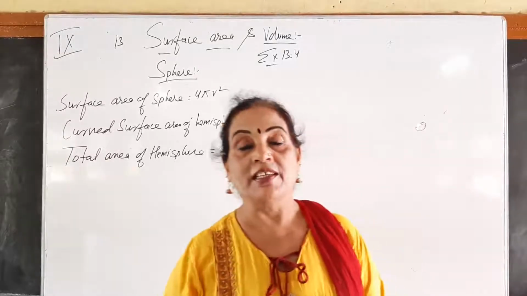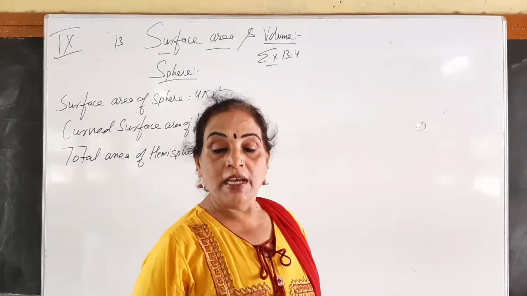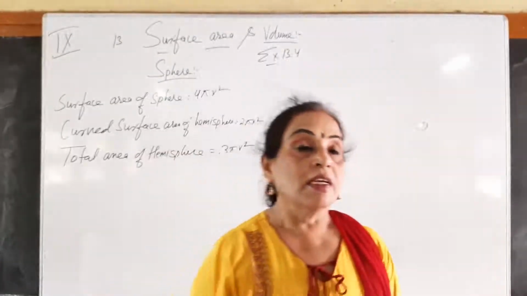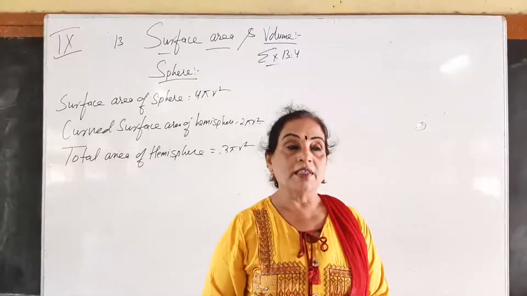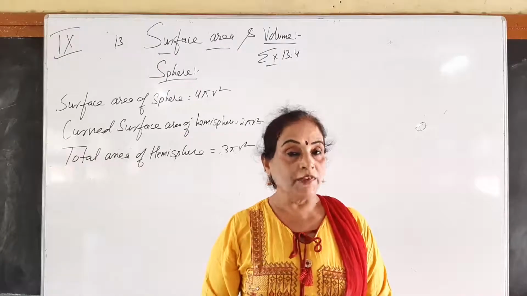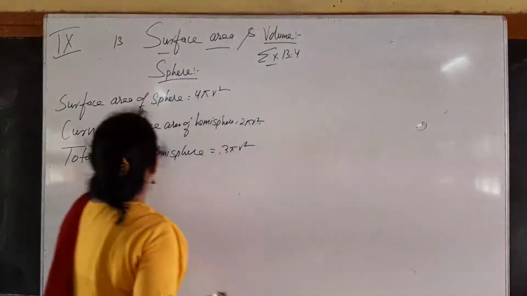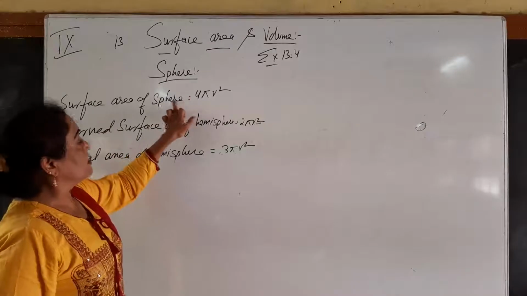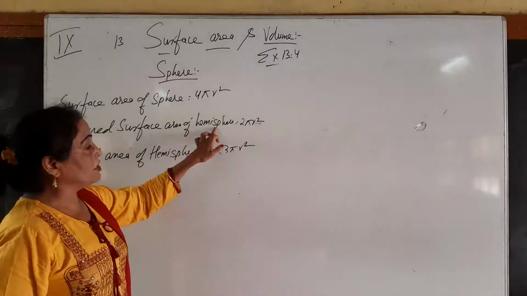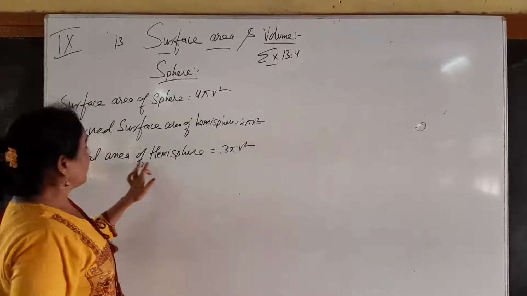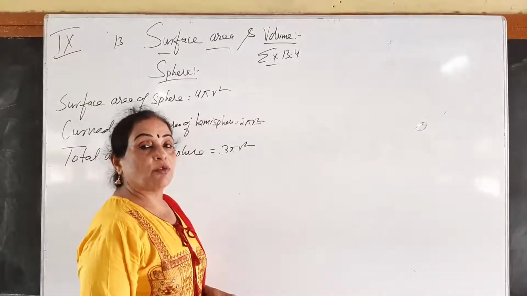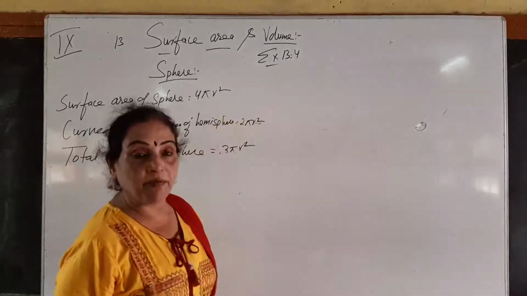Students, as we have started the chapter Surface Area and Volume, in that we have done cuboid, cube, cylinder, cone. Now today we will discuss the sphere and hemisphere. Here, surface area of sphere is 4 pi r square and curved surface area of hemisphere is 2 pi r square. Total surface area of hemisphere is 3 pi r square. This formula we will use to solve Exercise 13.4.